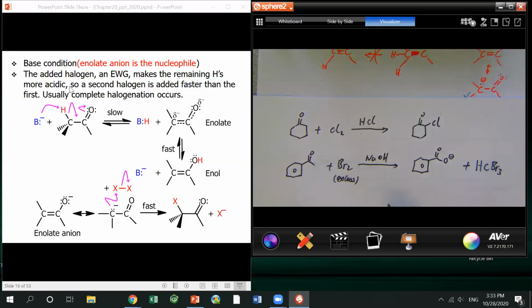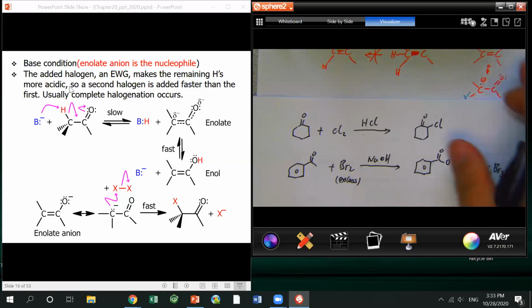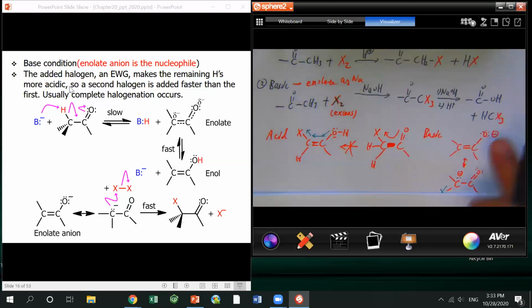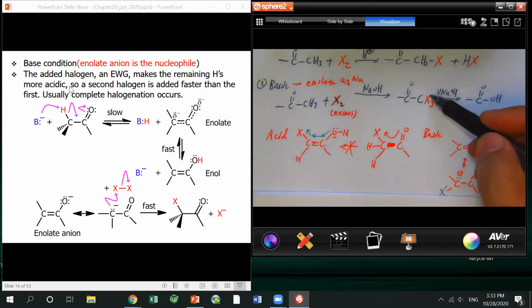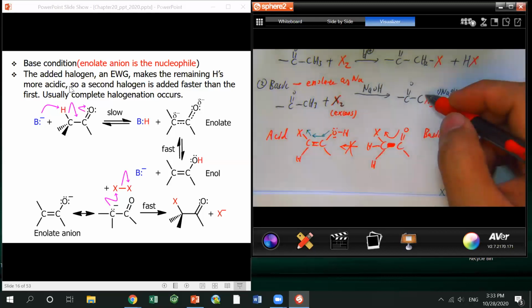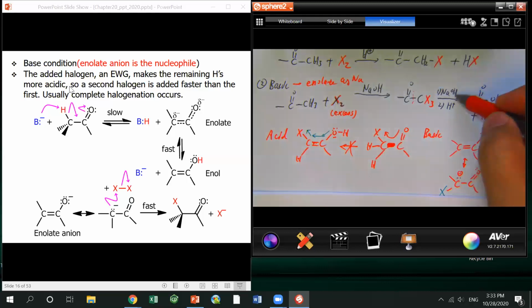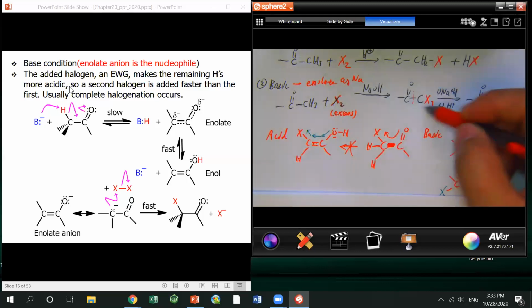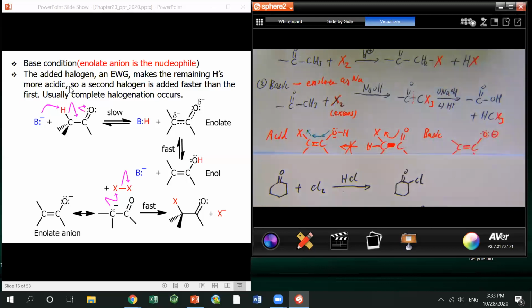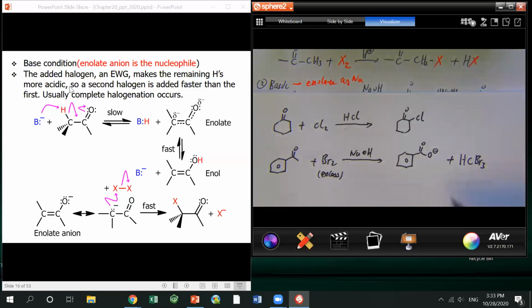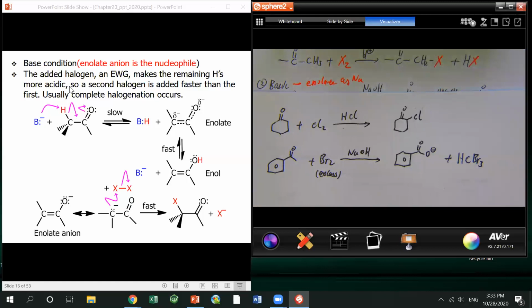So the reason for that is the first step, we generate this structure. This one, the CX3, is a very strong electron-withdrawing group. Polarized, easy to break up. And then normally quickly OH comes in and replaces the CX3. So that's actually also a very good leaving group. So for the basic reactions, in reality, the product does not stop here, it pushes one more step. So that's something just to keep in mind.